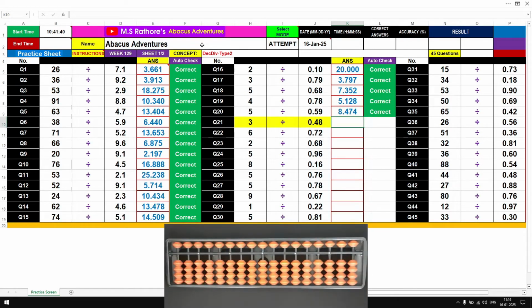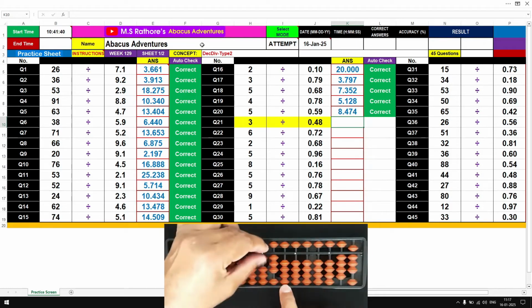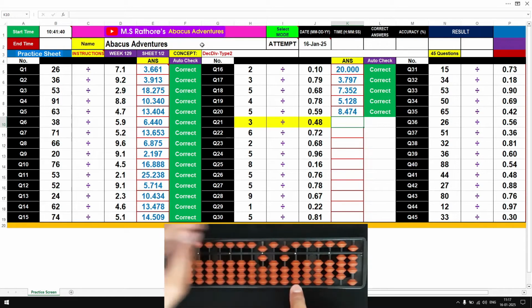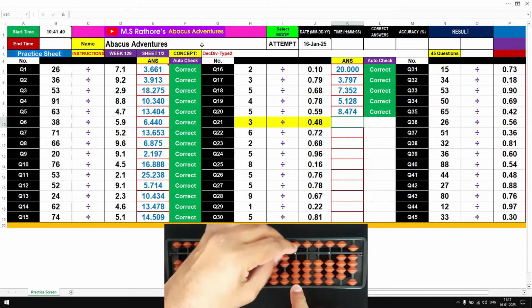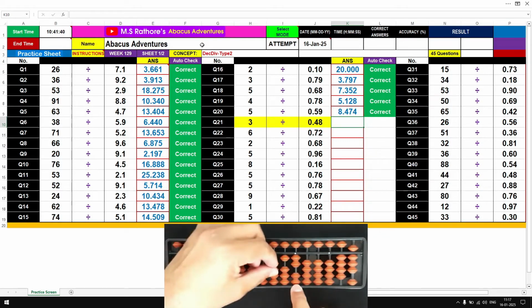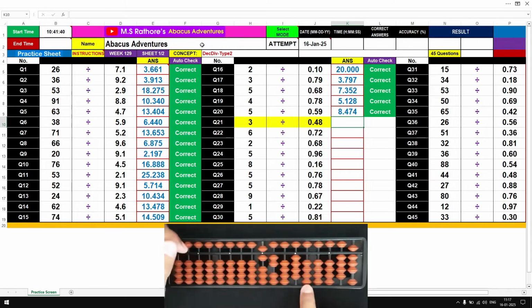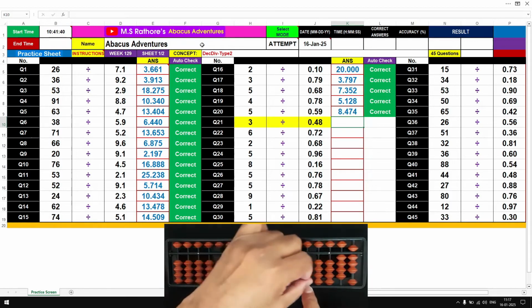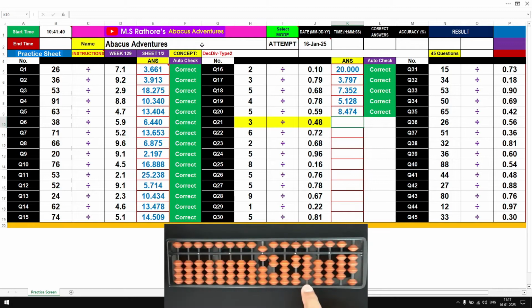Question number 21, 3 divided by 0.48 or it becomes 3 divided by 48. My finger is below 30 now. 4 6s are 24, shifted. 8 6s are minus 40 minus 8, new value is 12. 4 2s are 8, shifted. 8 2s are 16, new number is 24. 4 5s are 20, 8 5s are 40, and our answer is 6.250.